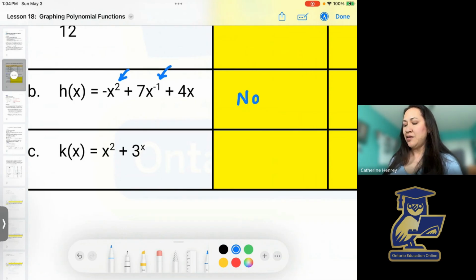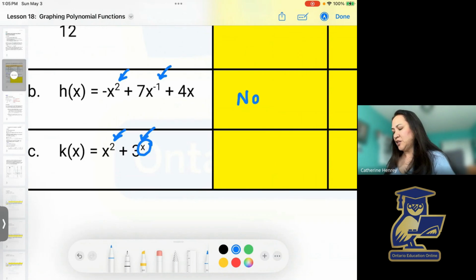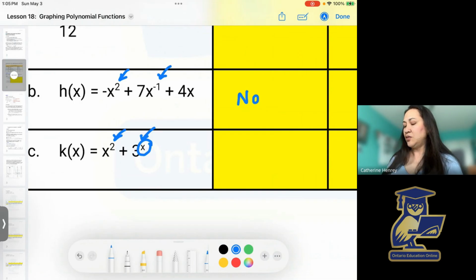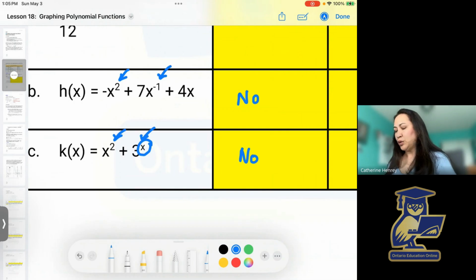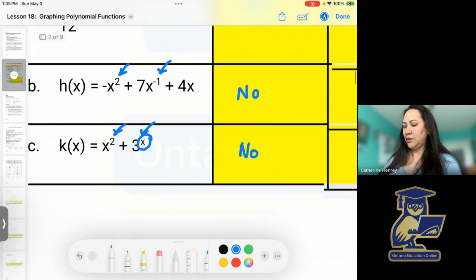If we look at k of x, again, we look at the exponents, positive whole numbers. Well, no, there's a problem here that's unfamiliar, and that has an exponent of x. So this is also not an example of a polynomial. All right, moving on.